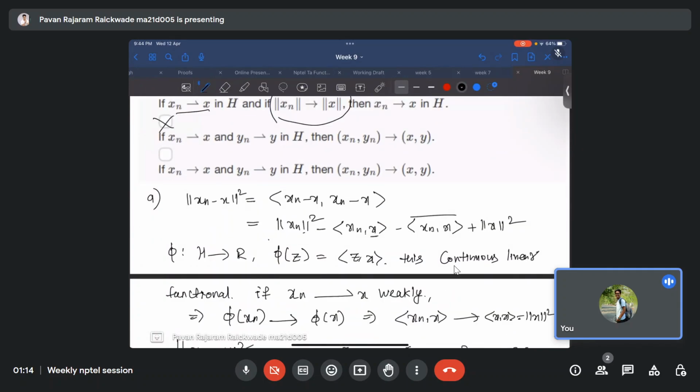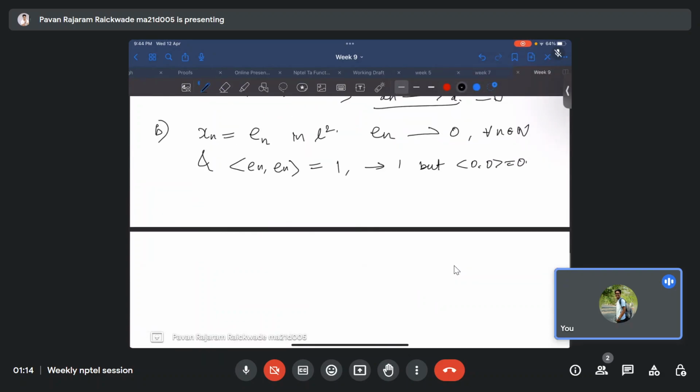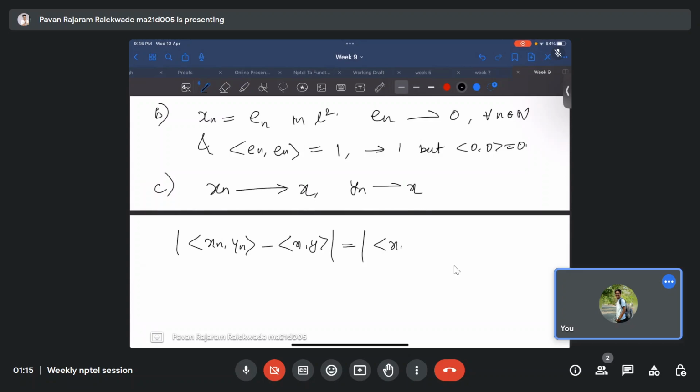Now the last one, if xn converges to x in norm and yn converges to y weakly, then inner product of xn and yn converges to inner product of x and y. Okay, let's see. So part C, what we have is xn converges to x and yn converges to y weakly. So let's see modulus of inner product of xn with yn minus inner product of x with y. What should I add and subtract? Okay, so maybe inner product of xn with y plus inner product of xn with y minus inner product of x with y. Let's see what happens.